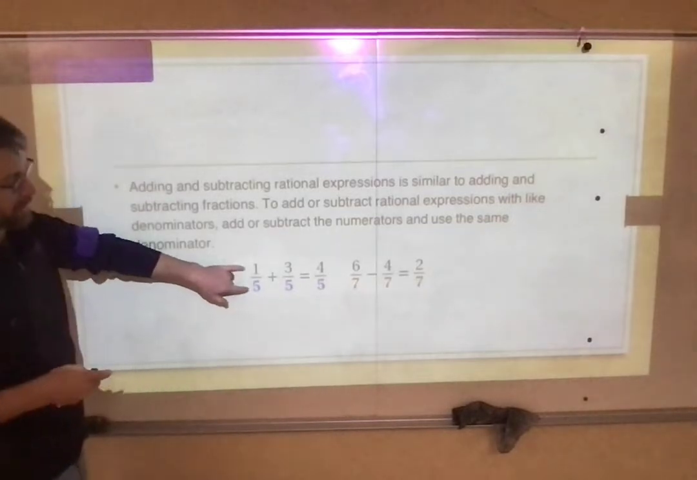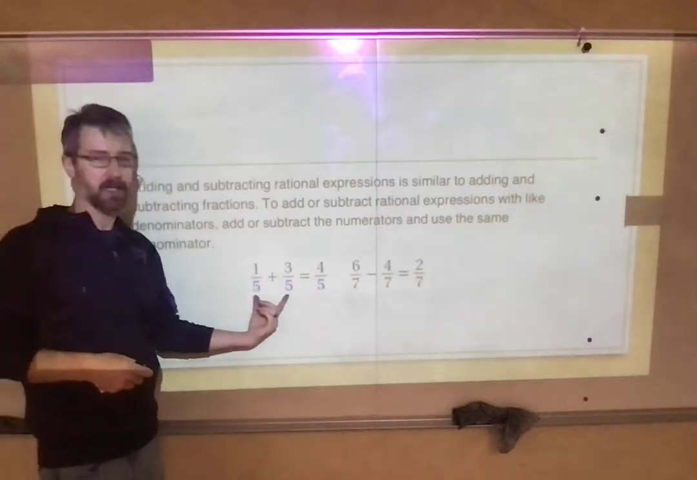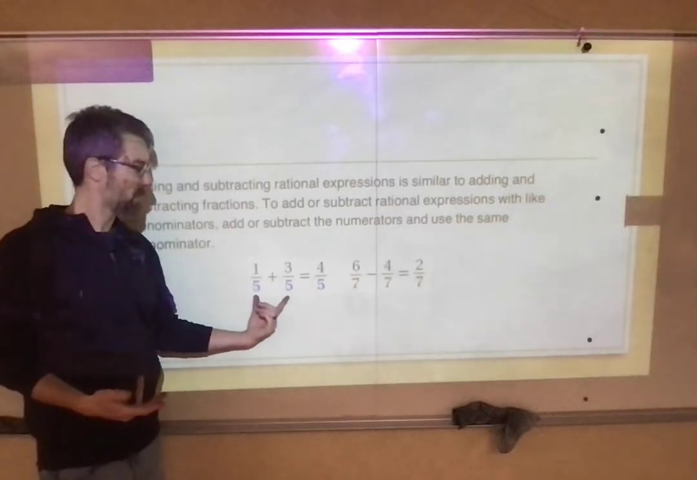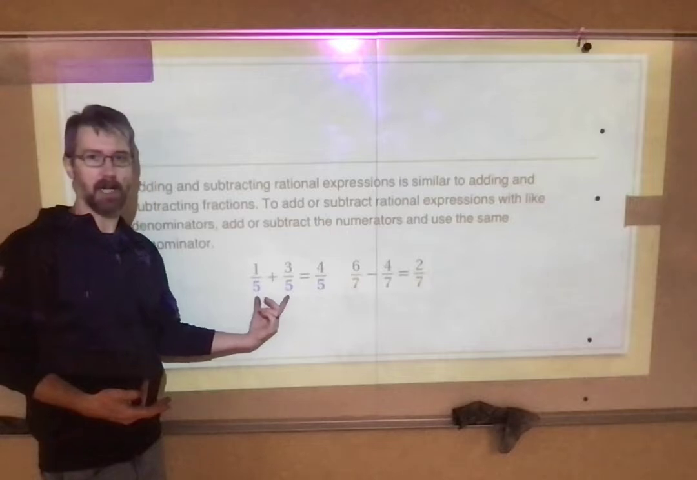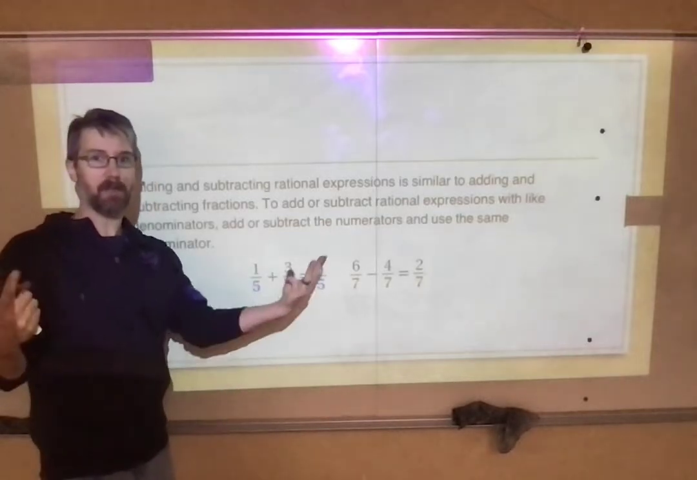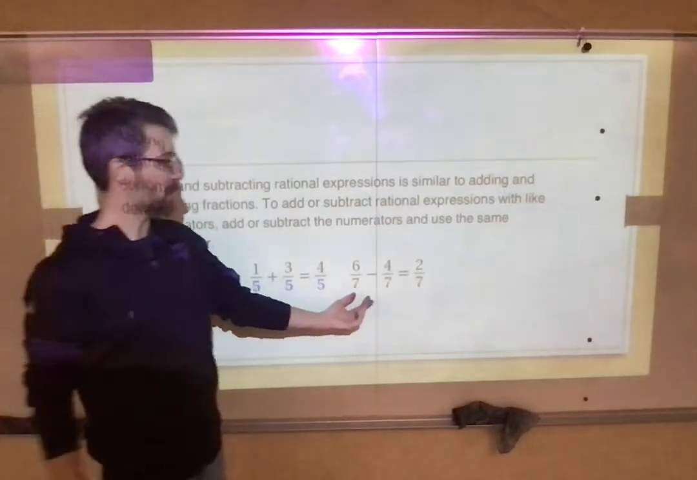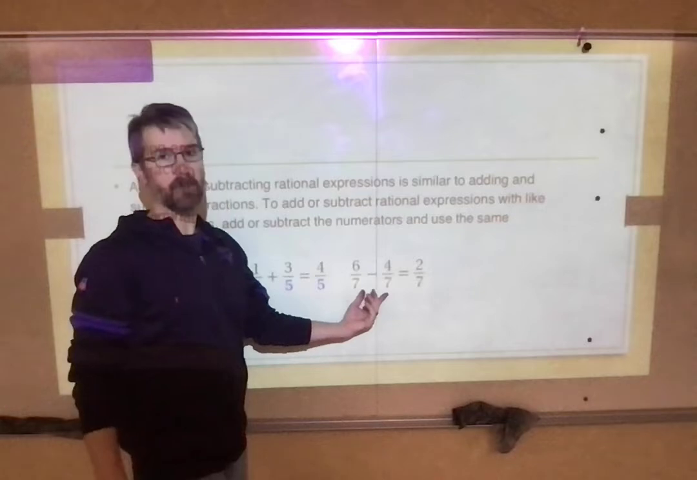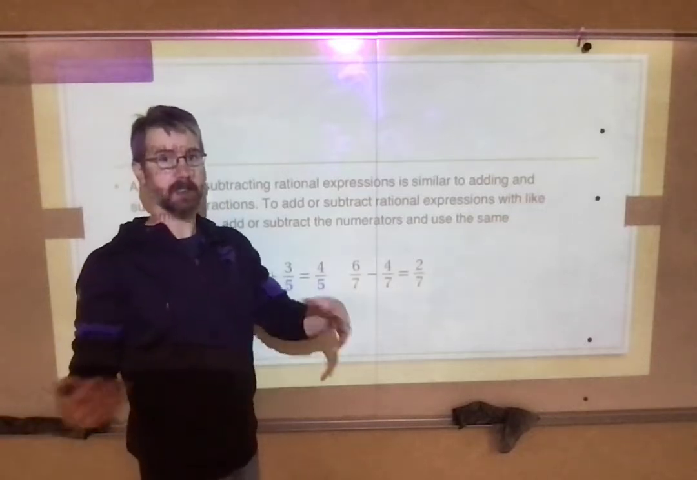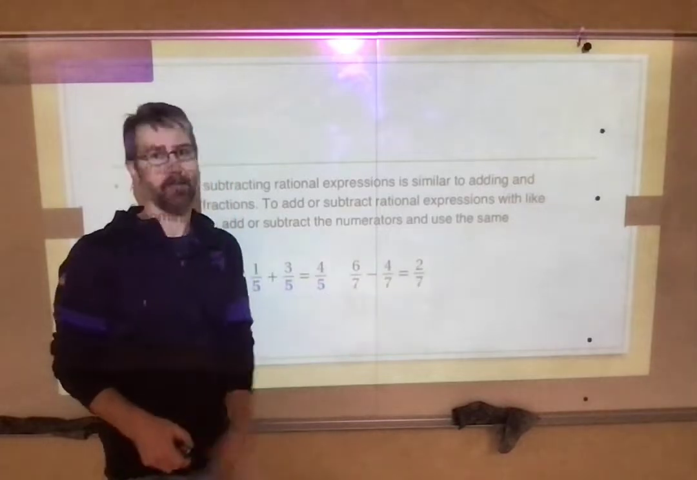So looking at something like this, right? 1/5 plus 3/5. That fifth is like a label, almost, right? You don't add the denominators together. The denominators stay the same. If I have 1/5 and I add 3/5, how many fifths do I have? That many, 4. Same thing with subtraction. 6/7 minus 4/7. If I start with 6 of something, I subtract 4 of something, I'm left with 2 of something. And what is that something? A 7th.